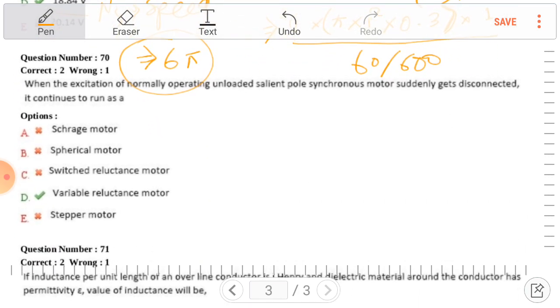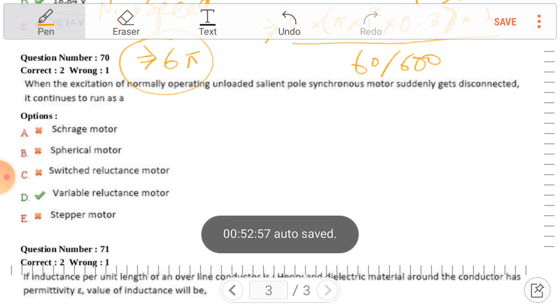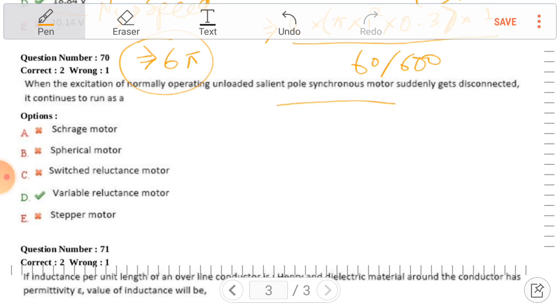In the next question, when the excitation of a normally operating unloaded salient pole synchronous motor suddenly gets disconnected, it continues as? So it is a synchronous motor. A synchronous motor has two types of power. One is excitation power and the second one is reluctance power. So when excitation is gone, only reluctance power is obtained, and since the synchronous motor is salient pole type, we get a variable reluctance motor. Option D is correct.